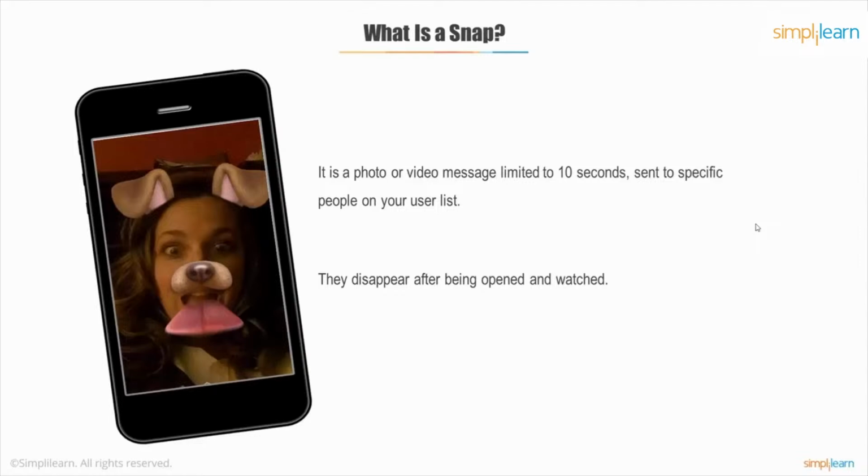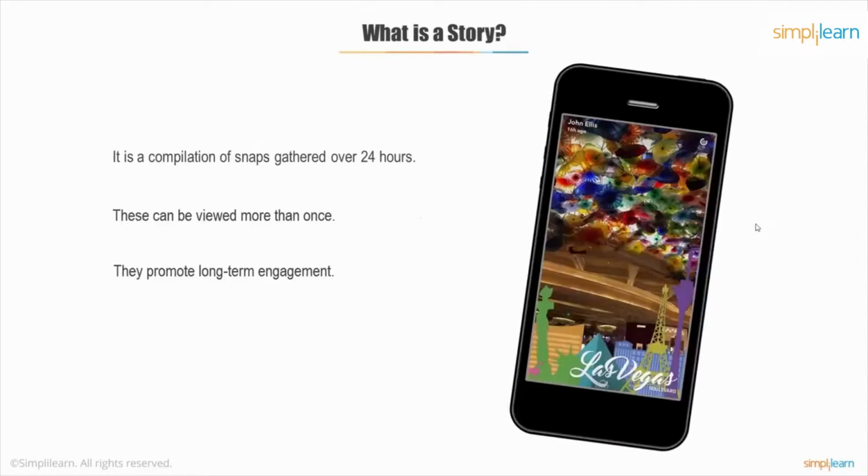The thing that makes a snap so specific is that they disappear after they've been opened and watched. So they have a very short time span, and it's the type of thing that you send knowing that people won't be able to watch it over and over and over. Now, again, if it's a photo, they have the ability to take a screen cap of it, but outside of that, whatever it is you send is going to very quickly vanish.